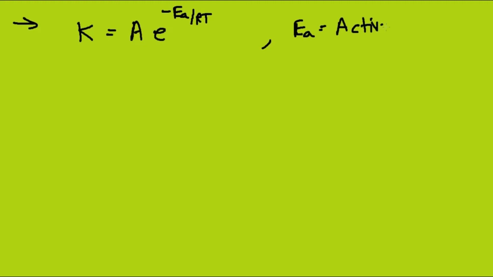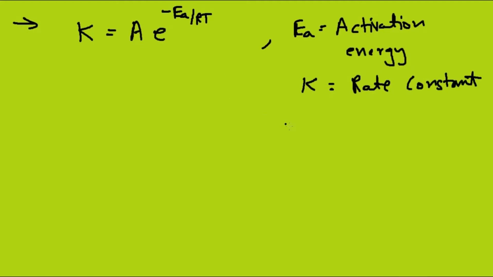So by Arrhenius law we can write that the rate constant K equals a constant A times e to the power minus Ea by RT, where Ea is the activation energy of the reaction. This K is the rate constant, as I already mentioned, and this A is a frequency. This is the frequency of the collision of the molecules.